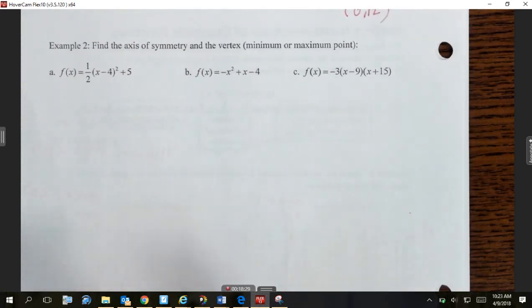All right, we got 3 more questions for examples today. And these are just find the axis of symmetry and the vertex. Number 1, or A, you should be able to do right now because we've already gone over it. See if you can do A. Very good.